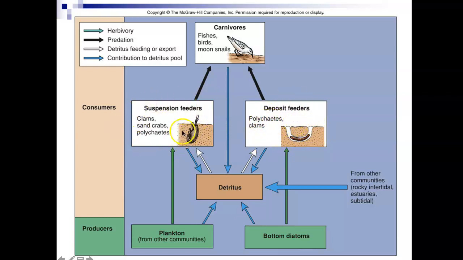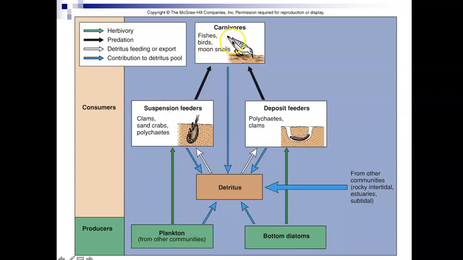You've got suspension feeders in there. Clams are going to be a big suspension feeder. Crabs, sand crabs, will also suspension feed. You can see this one positioned itself that way. Sometimes some of your polychaete worms, like you're going to see in the video that you're going to watch for lab, form tubes and are called tube worms. They'll have these feathery feeding appendages to do suspension feeding. You'll see that in some of your feather duster worms.